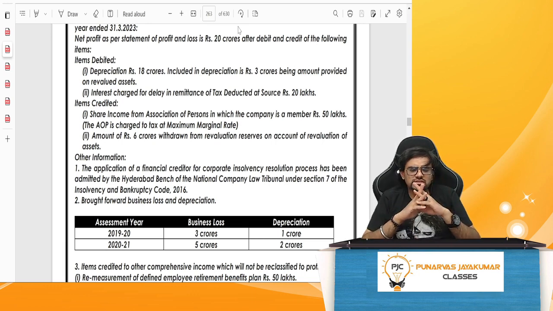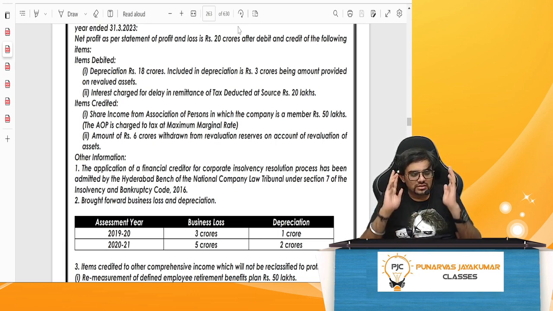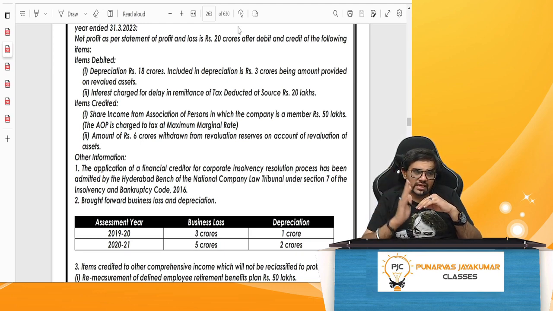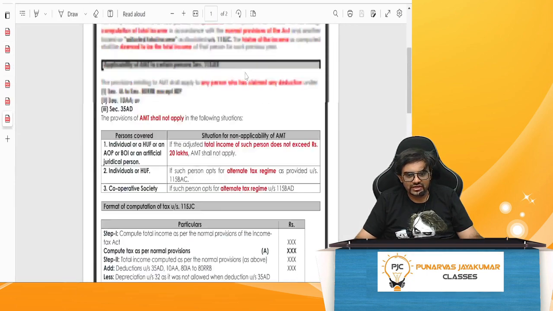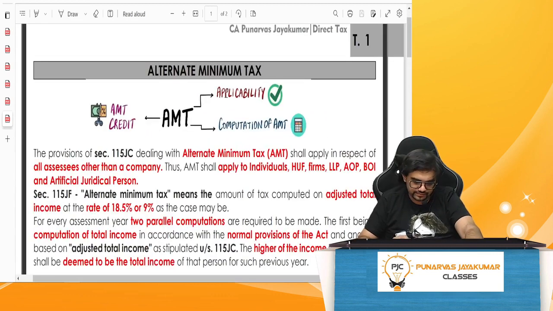For companies, I repeat again, MAT will apply. Second, if companies have opted for 115BAA and 115BAB, where lesser taxation was given, MAT will not apply. So none of the MAT provisions will apply there. You cannot take MAT credit, nothing. On the other hand, for other than companies, that is for individuals, AOP, etc., we have AMT, alternate minimum tax. Very, very easy it is, AMT.